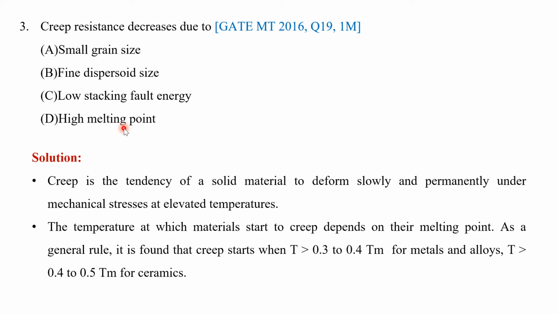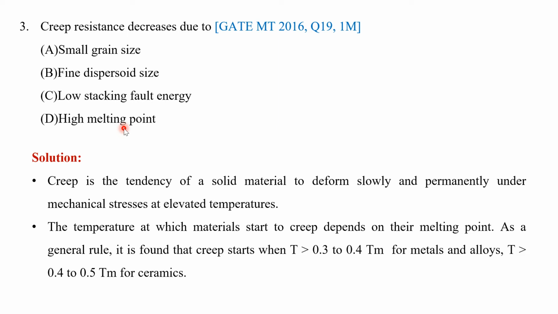Tm is the melting point, so that all of these values are normalized so that we can plot the difference in temperatures. And usually creep occurs for metals and alloys when the temperature is about 0.3 to 0.4 times their melting point, and for ceramics it should be even more, 0.4 to 0.5 times their melting point. That is the only case when materials will start exhibiting creep properties.